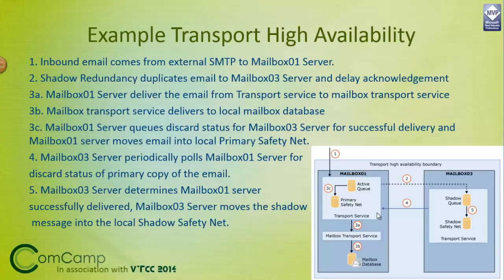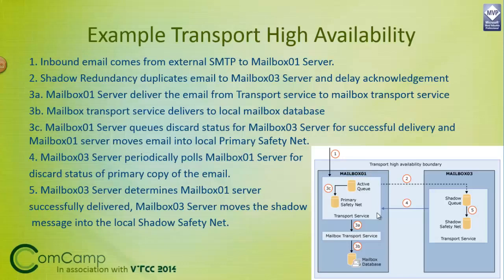So you can see in the first step, the inbound email comes from the external SMTP to the mailbox 01 server. Then in the second step, right away, shadow redundancy duplicates the email to the mailbox 03 server and delays acknowledgement. In step 3A, we can see mailbox 01 is not waiting for the shadow copy, it's also processing the delivery. So in step 3A, the mailbox server delivers the email from the transport service to the mailbox transport service. The mailbox transport service delivers to the local mailbox database. And in 3C, you can see the mailbox 01 server queues a discard status for the mailbox 03 server for successful delivery, and the mailbox 01 server moves the email into the local primary safety net.